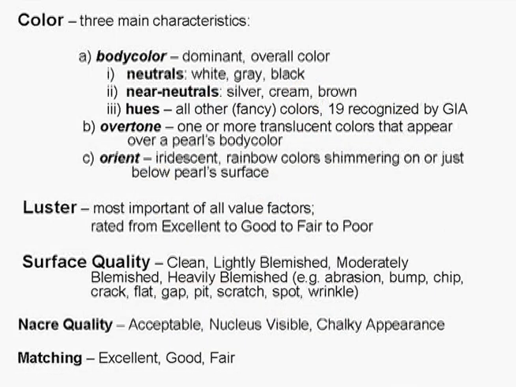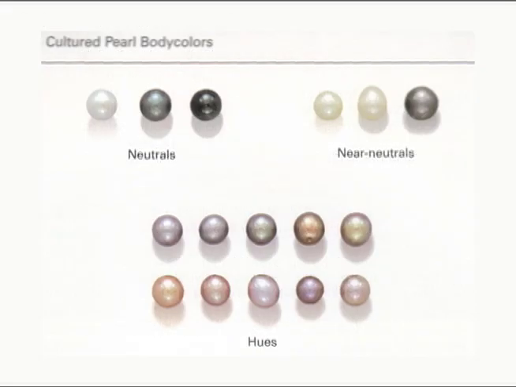How about the color? That's the next value factor. There's 3 main parts when we look at color. We have the body color. This is your dominant color, your overall color. And these can be neutrals: white, gray, or black. Near neutrals: silver, cream, or brown. And hues. These are all your other fancy colors, and 19 are recognized by the Gemological Institute of America. So here you can see neutrals, near neutrals, and some of the hues there.